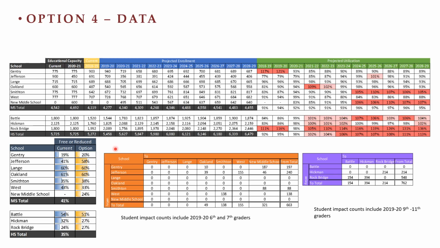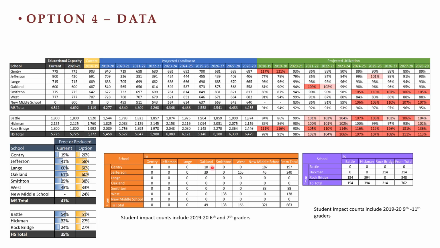Looking at our socioeconomics, Gentry from 19% to 20, Jefferson 41 to 58, Lang and Oakland and Smithton all stay relatively close. West goes from 43 down to 33, and the new middle school opens at 24%. Looking at the high schools, Battle we reduce from 54% down to 51. If you remember, options 1, 2, and 3 all increased a little bit at Battle. Hickman goes from 32 to 27, and Rockbridge from 24 up to 27.